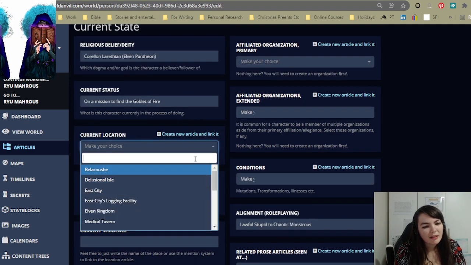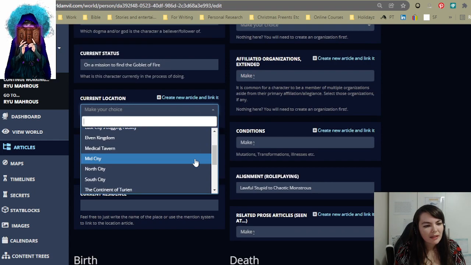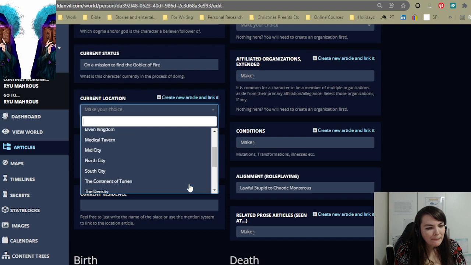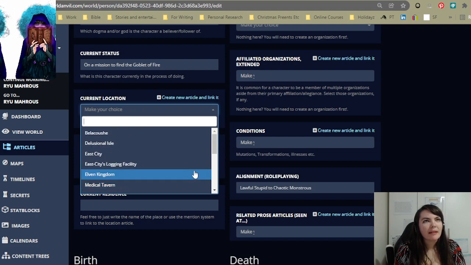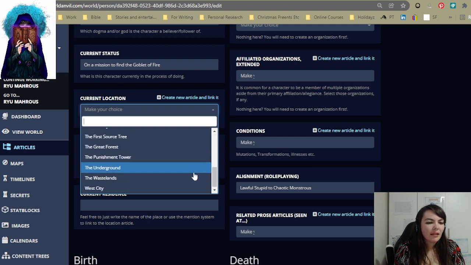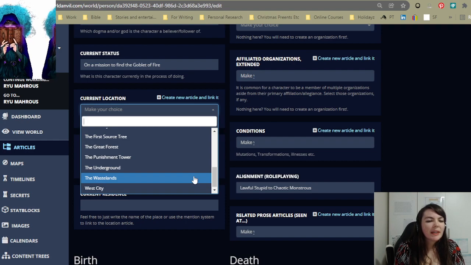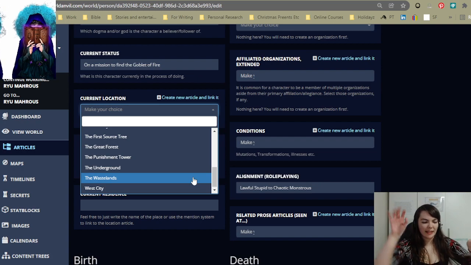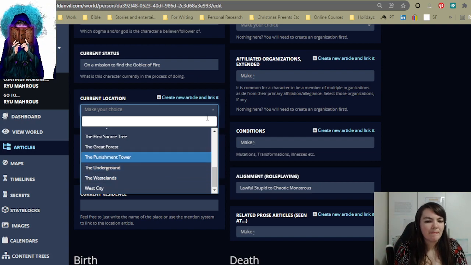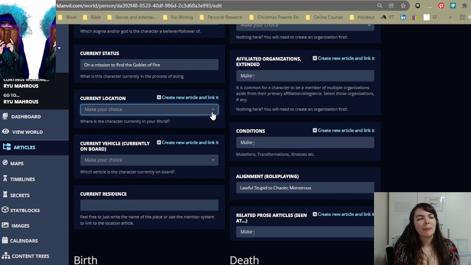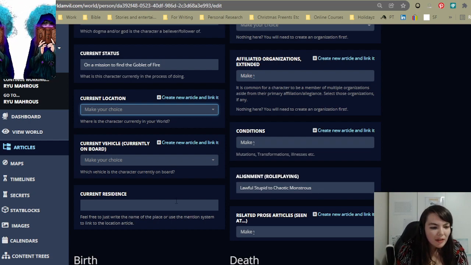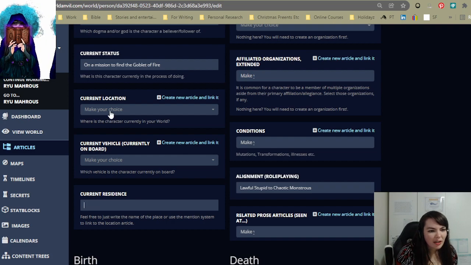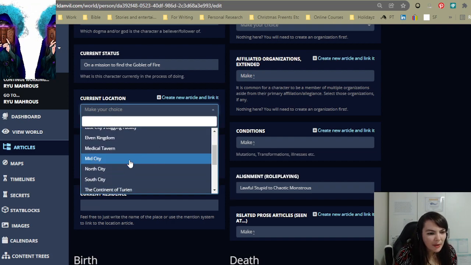Location, oh golly. So at the moment in the story he's in Mid-City. But his family home is between the wastelands and the northern, so it's kind of like the mountains between the wastelands and the plains. Northern part of the plains are where most of the Beastkin tribes live. Oh, current residence. So current, okay, no, yeah, that's current location. So I will put Mid-City.